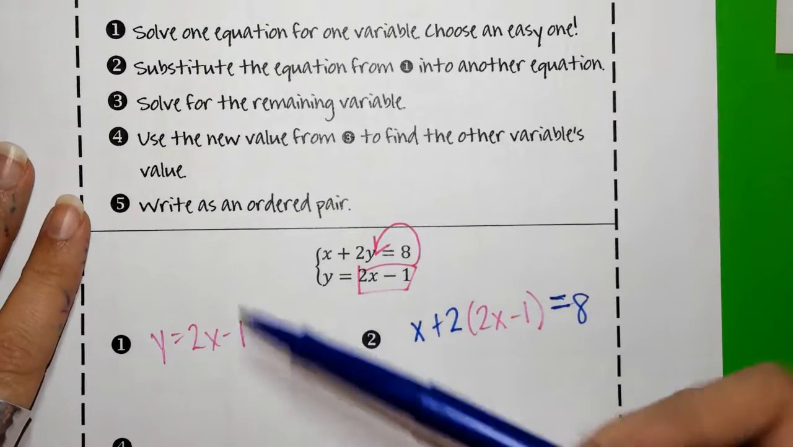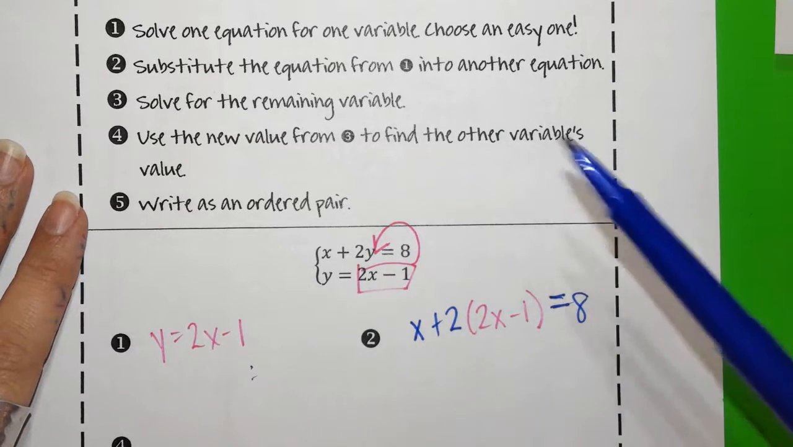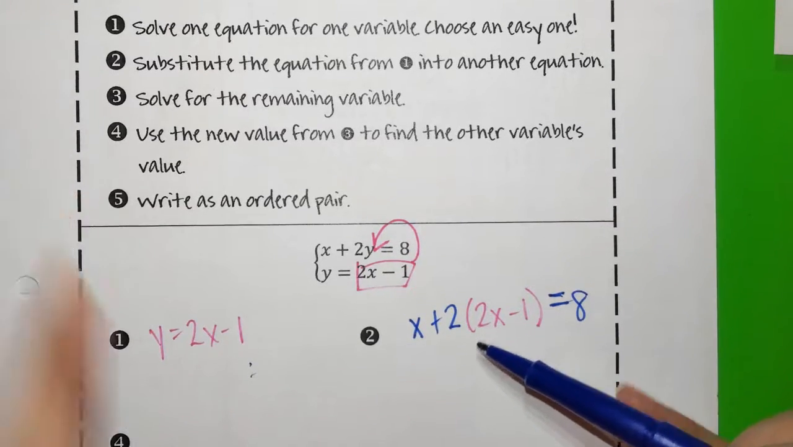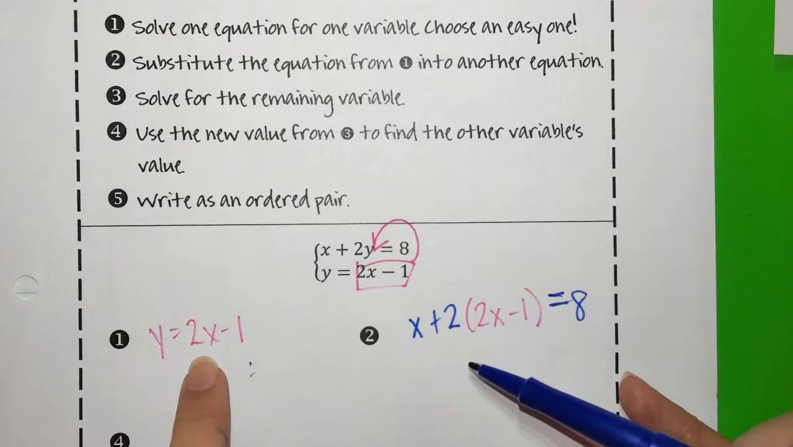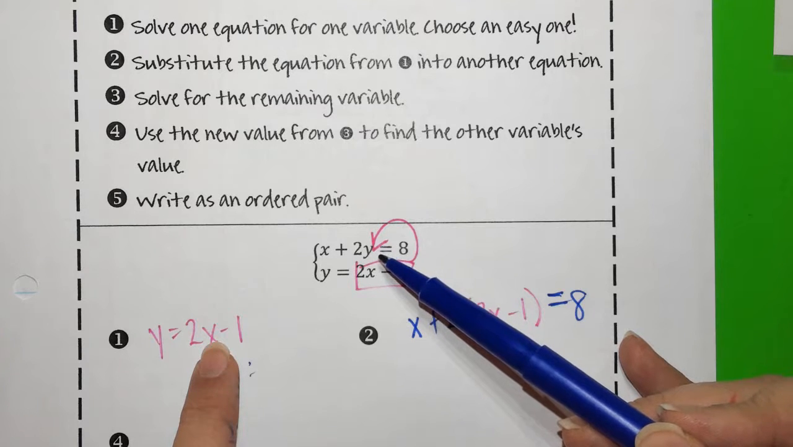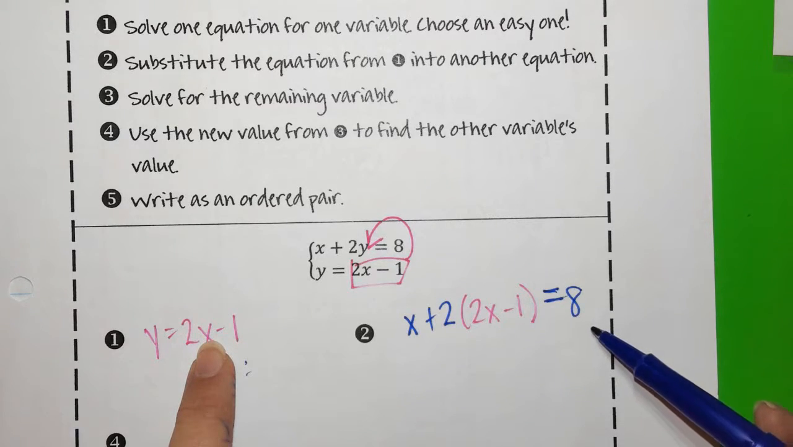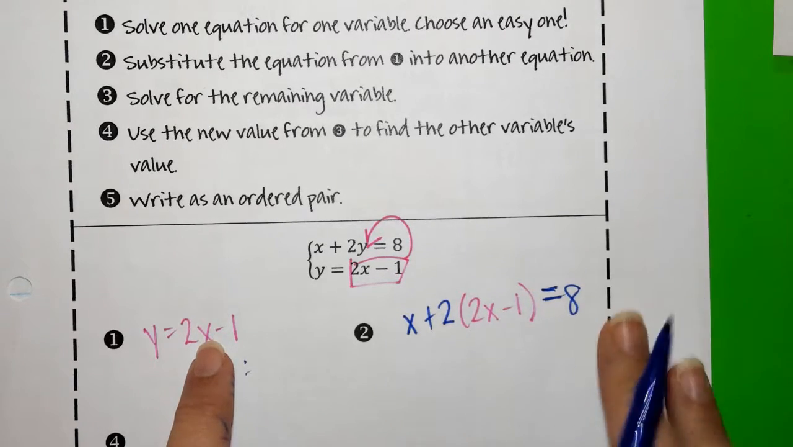So, does everybody see what we did with step 1? We just wrote down our equation where our variable is by itself. Step 2, we plugged in. So I took what y equals, it equals 2x minus 1, and I plugged it into the first equation. Is everybody with me? Are we sure? Okay, awesome. Sometimes it helps to just talk it through again.